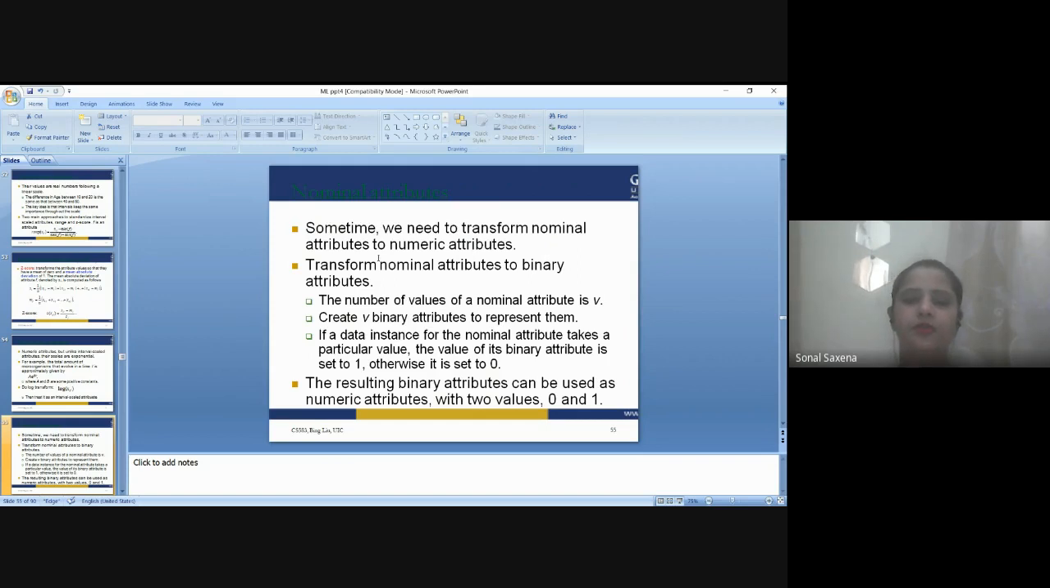Now we have nominal attributes. Sometimes we need to transform nominal attributes to numerical attributes, that is, to binary attributes. If the number of values of a nominal attribute is v, then we create v binary attributes to represent them. If a data instance for the nominal attribute takes a particular value, then the value of its binary attribute is set to 1, otherwise it is set to 0. The resulting binary attributes can be used as numeric attributes with two values, 0 and 1.